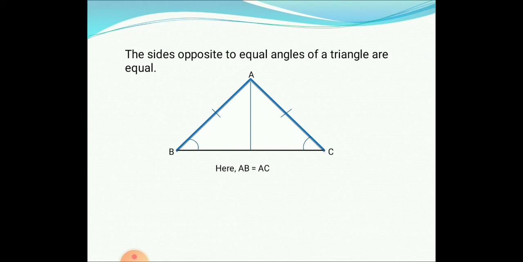Now, the sides opposite to equal angles of a triangle are equal. Equal angles are given, then the opposite sides are also equal. So side AB is equal to AC.